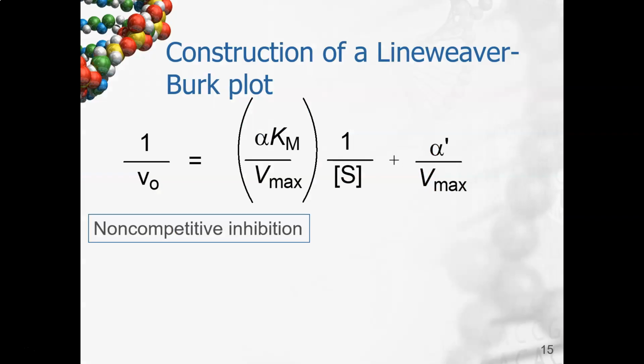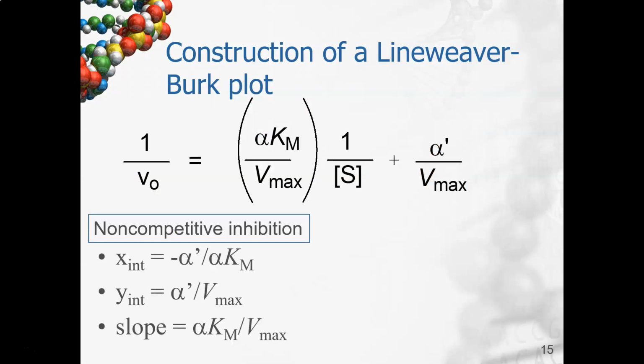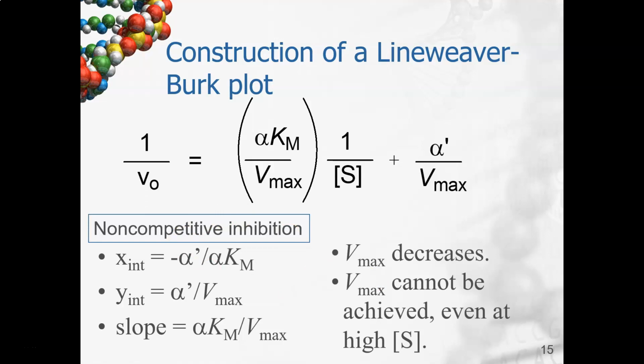So this is what our equation looks like. We have both alpha and alpha primed terms. So the slope changes by a factor of alpha, the y-intercept by a factor of alpha primed, and the x-intercept is affected by both. So in this type of inhibition, Vmax always decreases. And again, this is a situation where even at high substrate concentration, the Vmax can't be achieved.